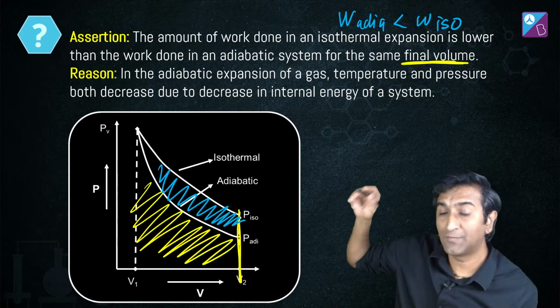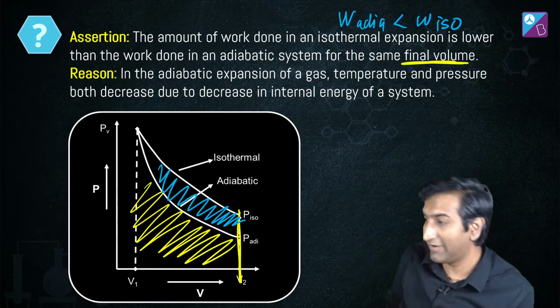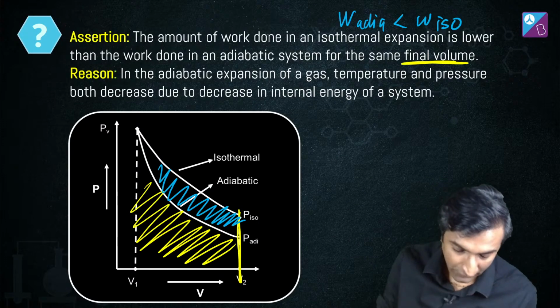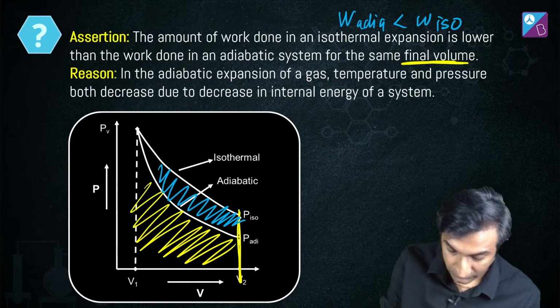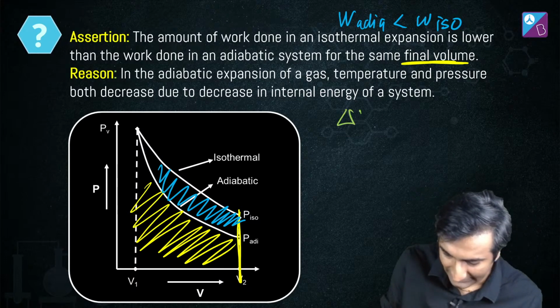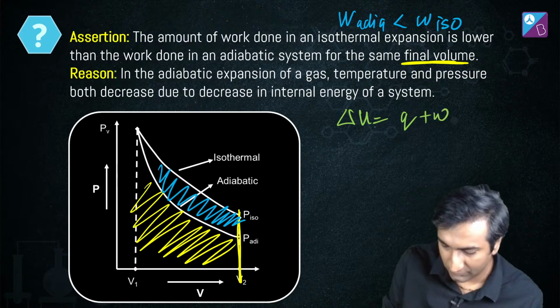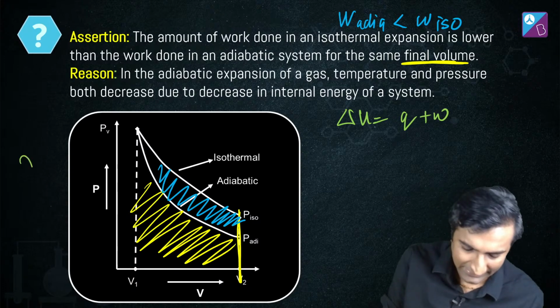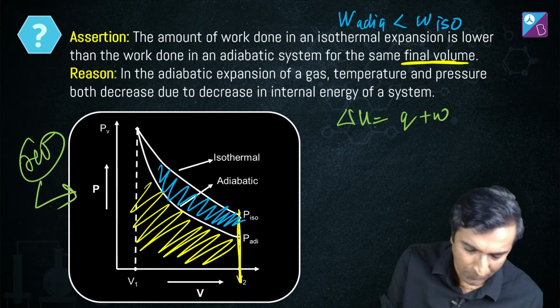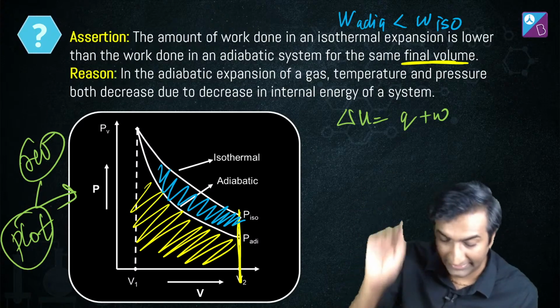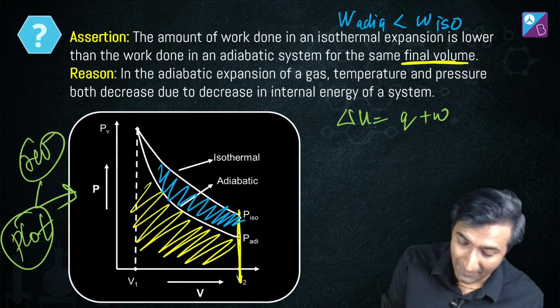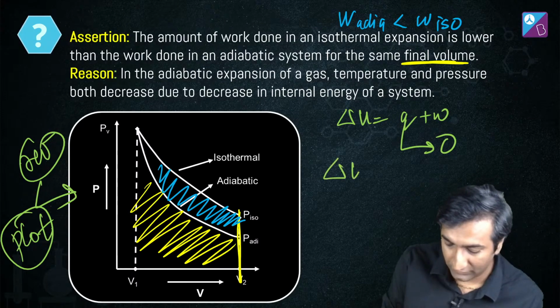Adiabatic expansion reduces temperature. Why does adiabatic expansion reduce pressure? Reduces temperature and pressure actually, both things. Look, delta U is Q plus W. And these are reversible processes because I've been able to plot them on a graph. So these both are reversible. I'm assuming you'll do it after integrating. So for adiabatic, Q is equal to 0. So delta U is equal to W.